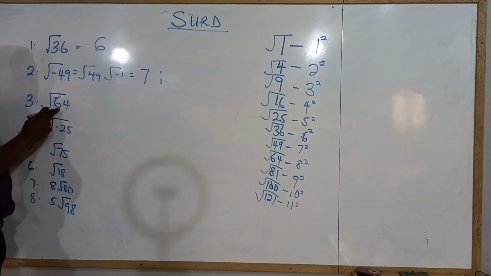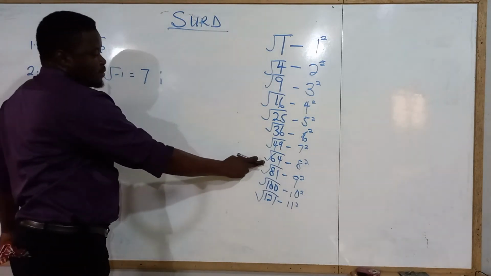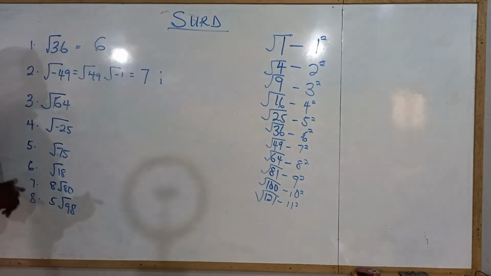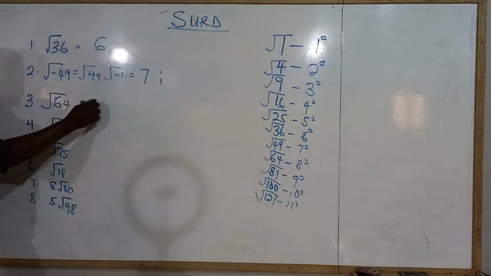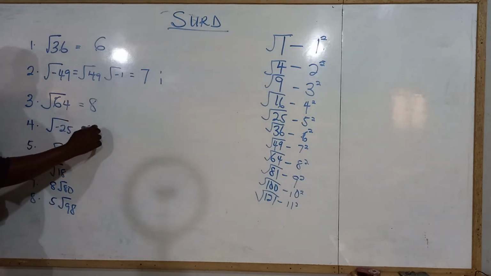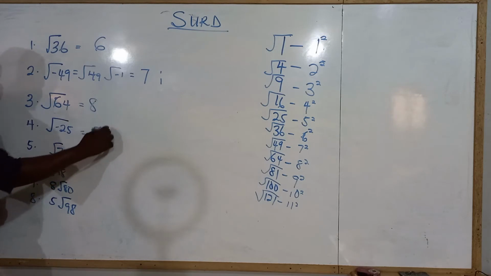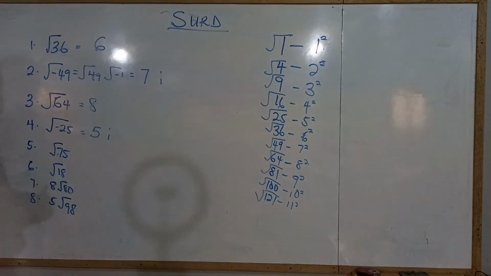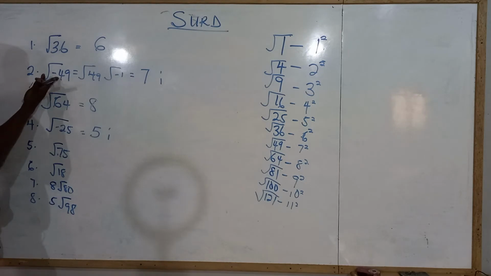Square root of 64. 64 is a perfect square. That's the square of 8. So 8. Square root of negative 25. So this will also give us 5 times the imaginary number, just like the 49.